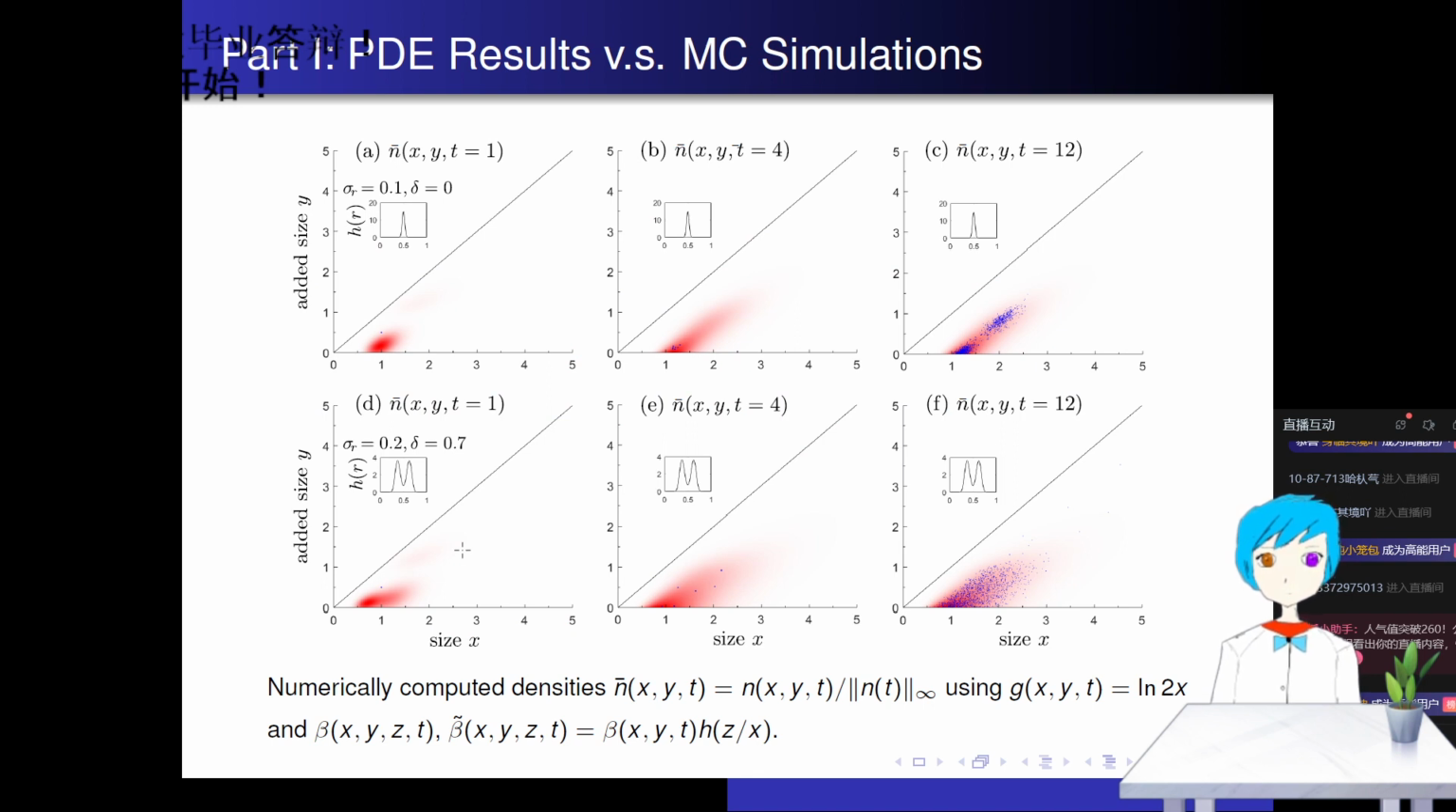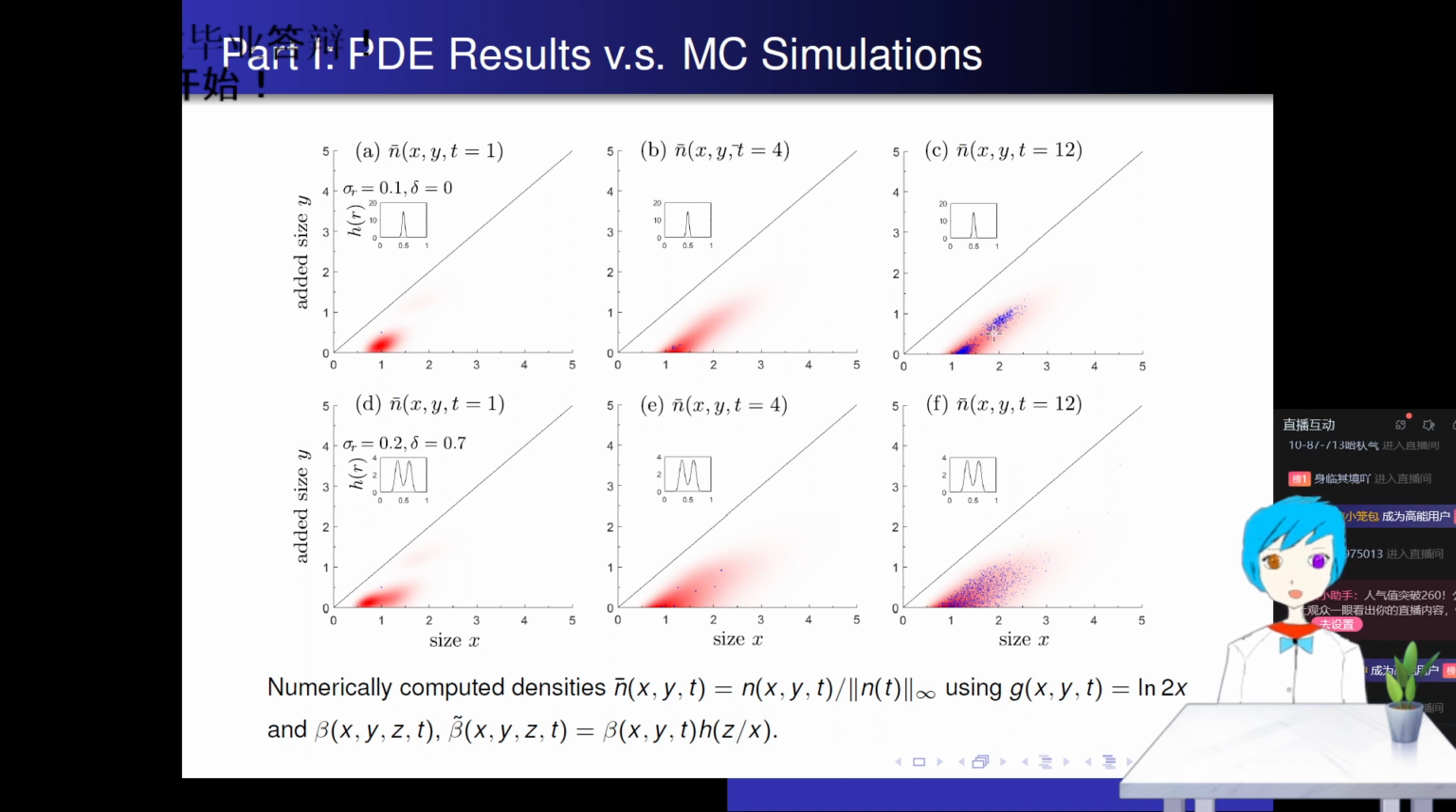First, we would like to compare the numerical results with Monte Carlo simulations to simulate single cell trajectories. Here, the red shadows are the results of numerically solving the PDE, and the blue dots are the results from the Monte Carlo simulations. We can see that no matter for the cell density or the cell division events, the PDE numerical results match well with the Monte Carlo simulations. Therefore, our PDE model can accurately simulate what is happening from the individual cell level.